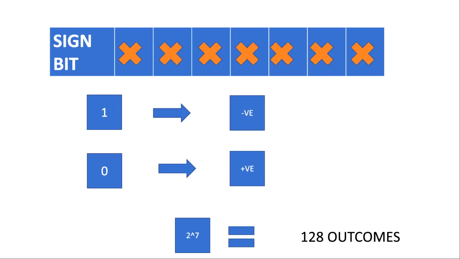So if one box is occupied, then there are 7 boxes remaining. 7 boxes is 2 to the power 7 outcomes, which is 128 outcomes. So from this we can understand that if you store 1 in the sign bit, you can store numbers from 0 to minus 128, all the negative numbers. And if you store 0 in the sign bit, you can store numbers from 0 to 128. So that is why it was given that in a byte we can store numbers from minus 128 to 128, which is still 256 numbers.